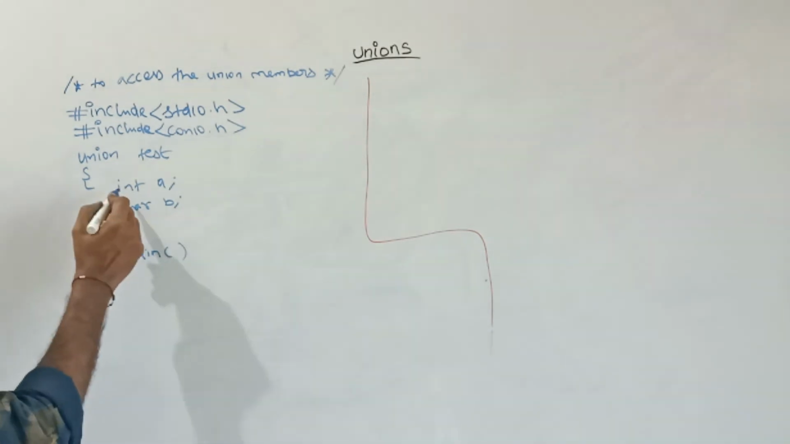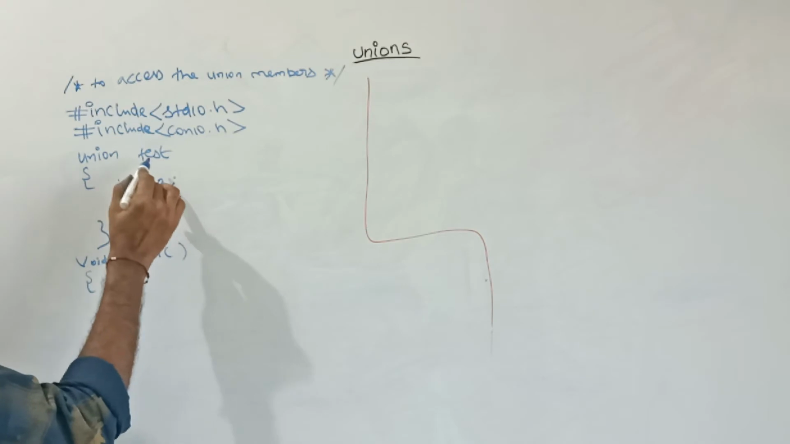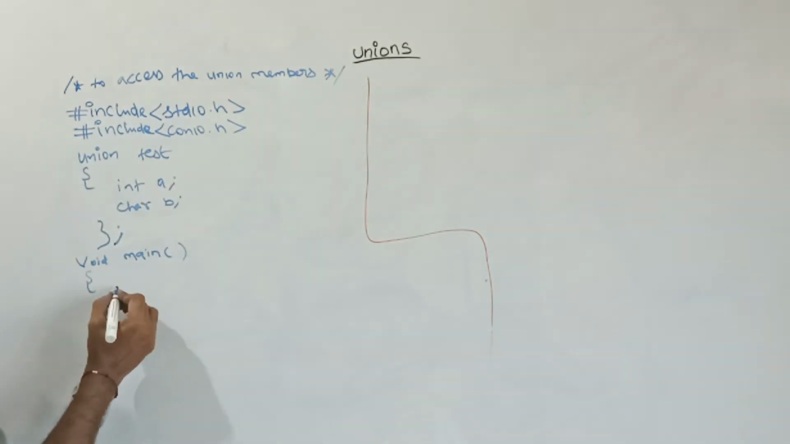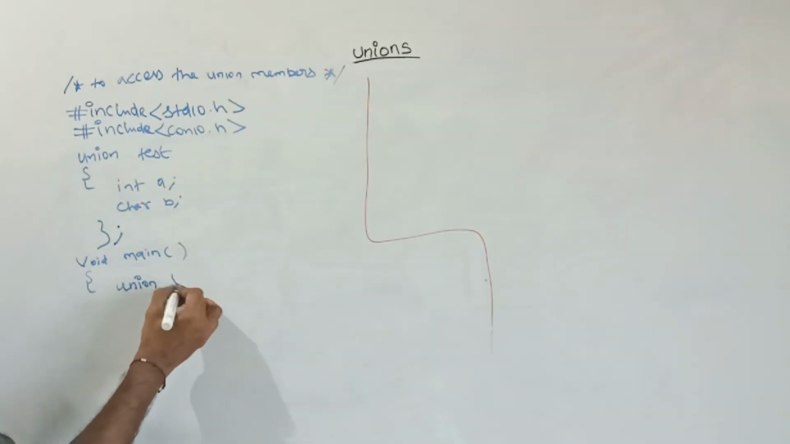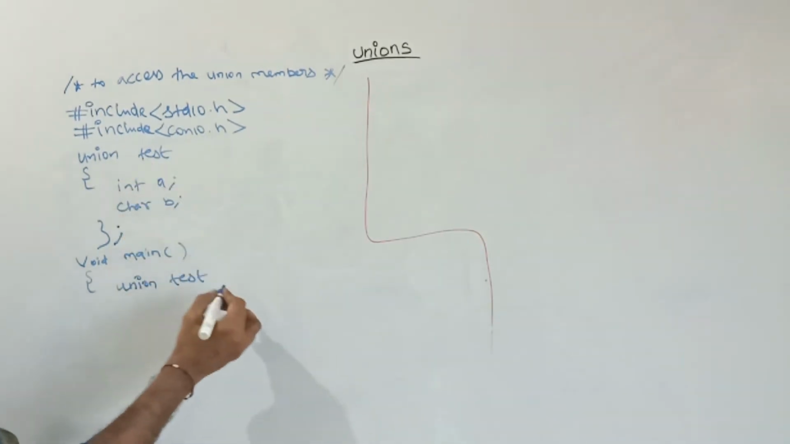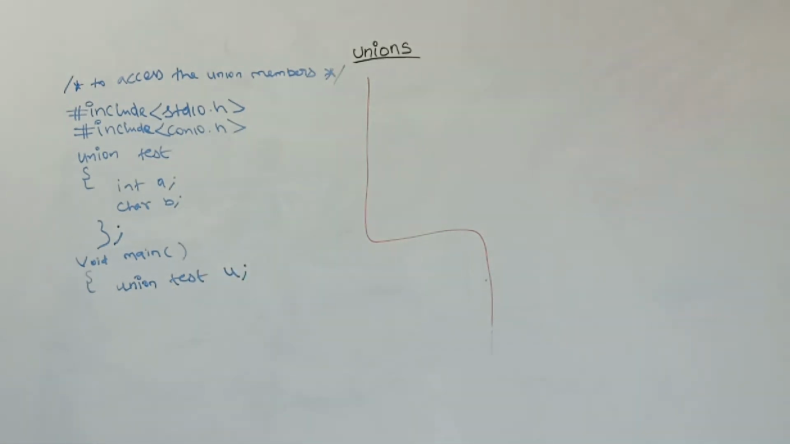See, here there were two members. I should create the union variable. So how can we create the union variable? First the keyword union, after that the tag name, next the union variable name. Suppose I am giving U here, then this union variable name is U.